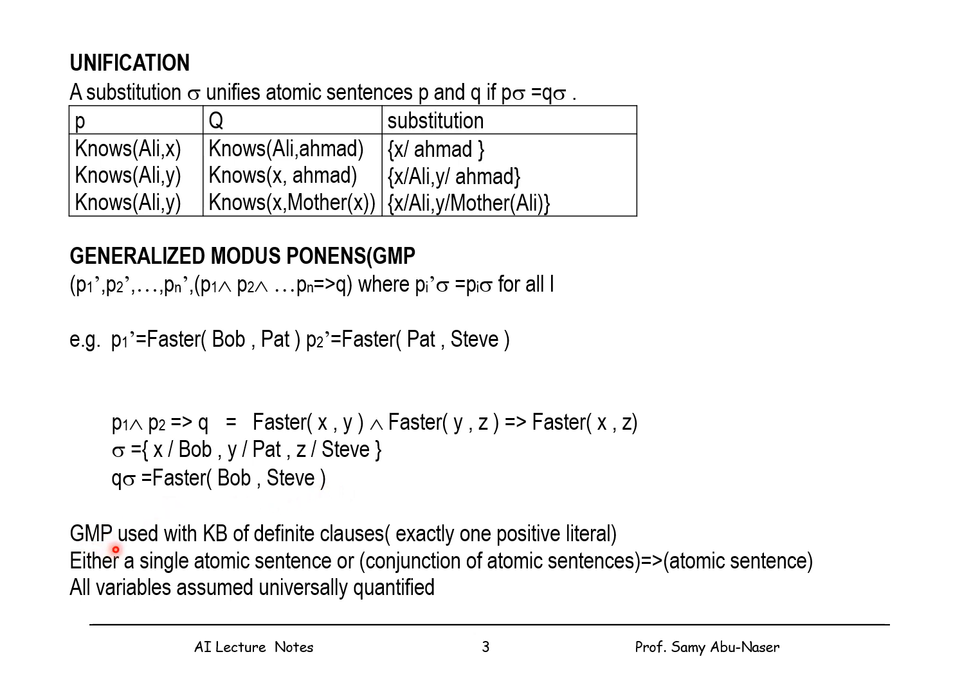Generalized modus ponens is used with a KB of definite clauses, with exactly one positive literal: either a single atomic sentence, or a conjunction of atomic sentences that goes to an atomic sentence. All variables are assumed universally quantified.